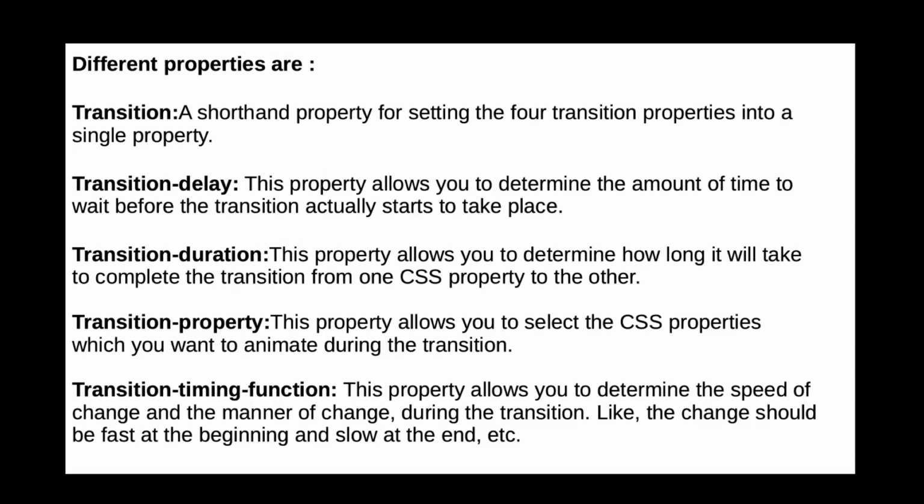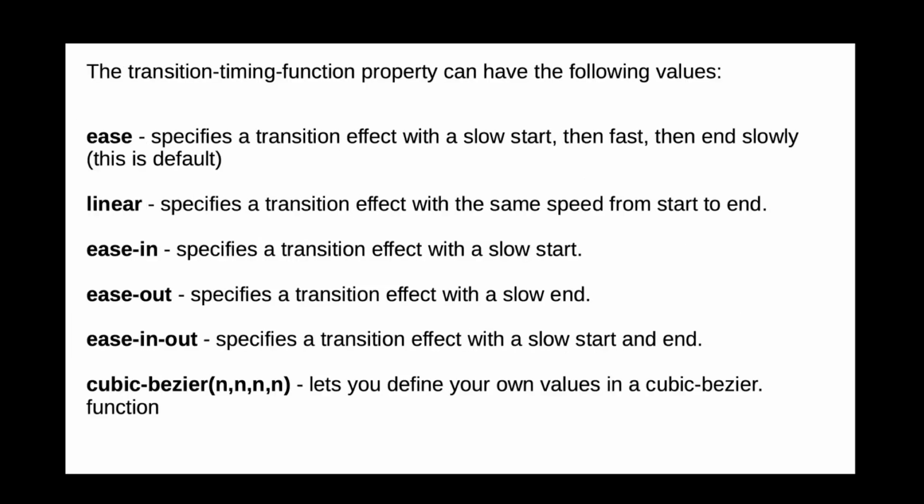Next is transition timing function. This property allows you to determine the speed of change and the manner of change during the transition, like the change should be fast at the beginning and slow at the end. The transition timing function property can have the following values: ease, linear, ease-in, ease-out, ease-in-out, cubic-bezier. You can change these different values of the transition timing function property.